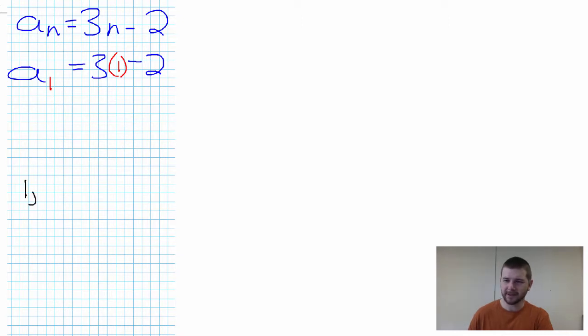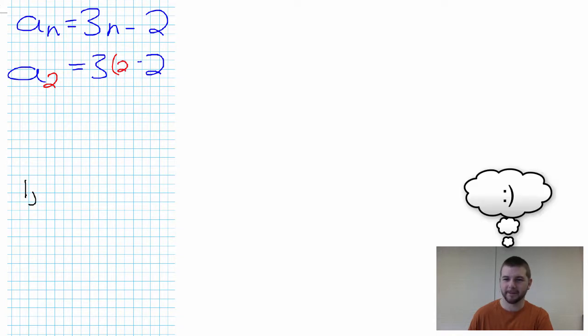To find the second term, I'd follow a very similar process, but instead of substituting in the value 1, I'd substitute in our new index value, which is 2. To find that a sub 2, being the second term in our sequence, is simply 3 times 2 minus 2. So 6 minus 2, 4.